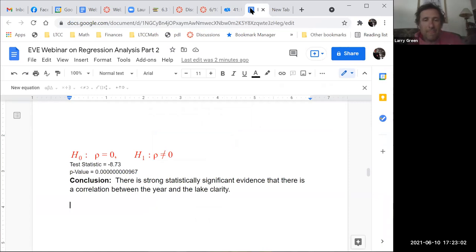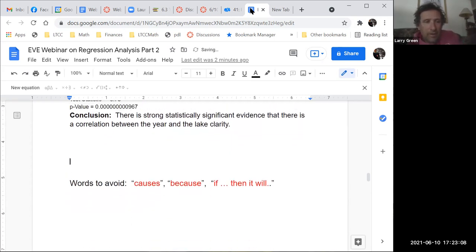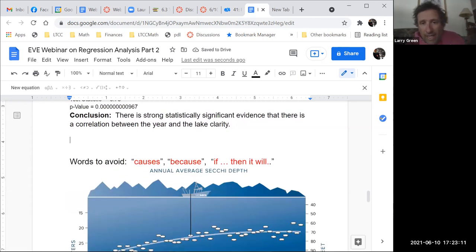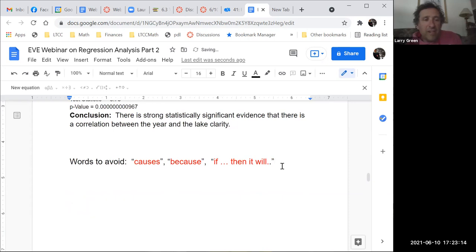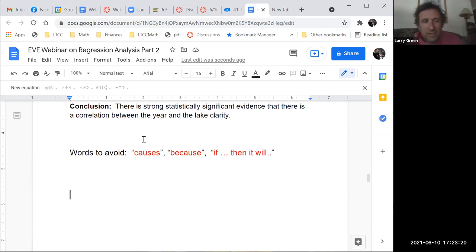Any other questions? Okay, what I thought we'd do, one thing to note, and this is very important: when you're doing regression analysis, there are some words that you should never use. One is causes. You never say that we have a correlation, so increasing this causes that. That's just wrong. It doesn't mean it doesn't cause. It just means that the statistics doesn't establish cause.